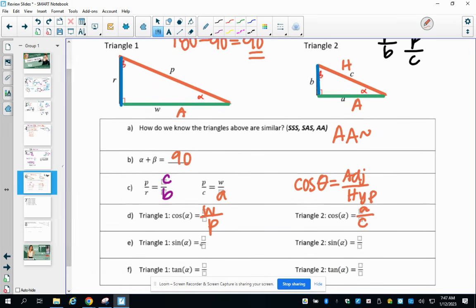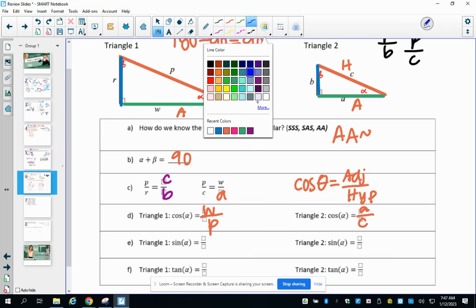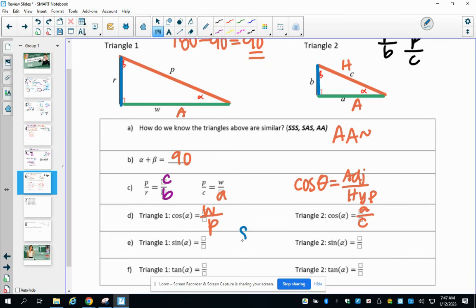Next one, they want the sine. Remember that sine is equal to opposite over hypotenuse. So now if we want sine of alpha, opposite of the alpha is the R, hypotenuse is still the P. So sine is going to be R over P. For triangle 2, opposite of alpha is B, and then the hypotenuse is C. So sine is going to be B over C.